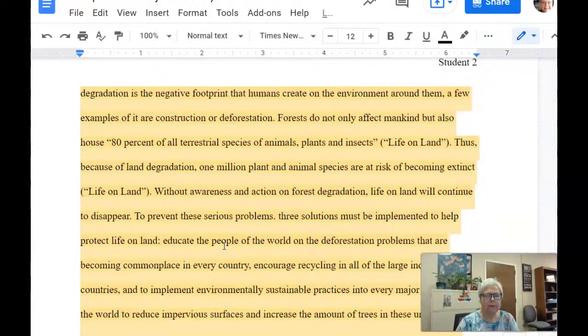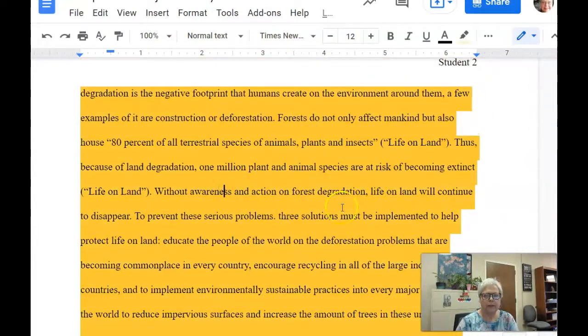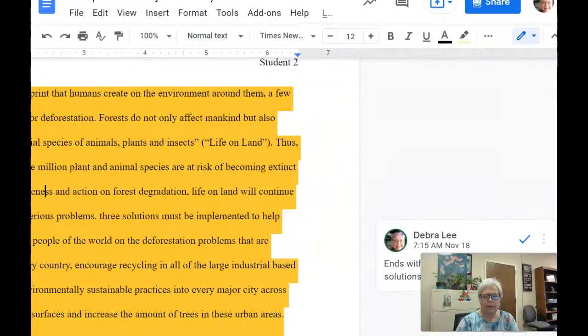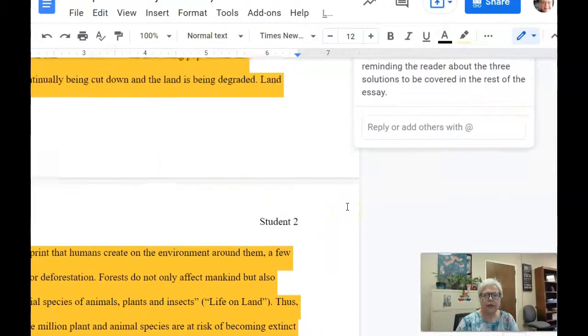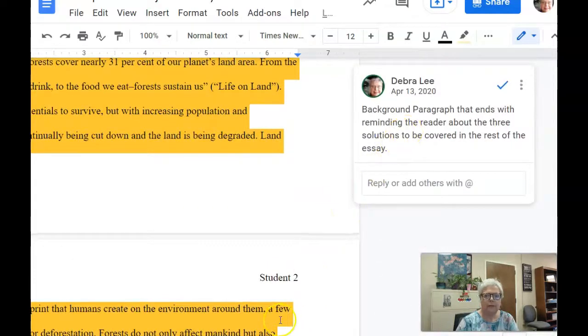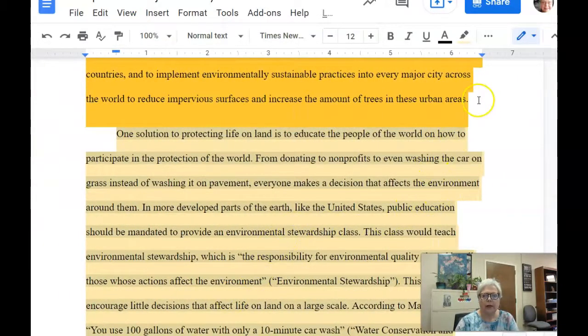This is his background paragraph here, where he's brought in all of this information about the problem. And notice that it ends with a reminder of the solutions again. Scroll down here and get the rest of it. That is to remind people that there are solutions. So end your background paragraph with repeating the solutions, and then have a topic sentence for each body paragraph.